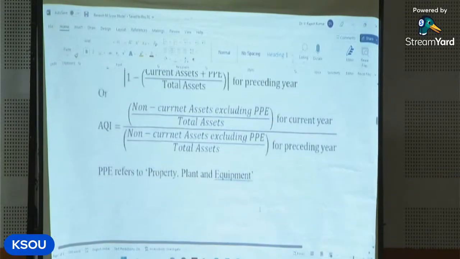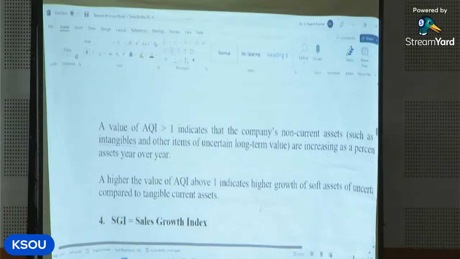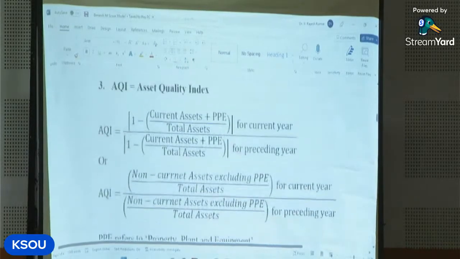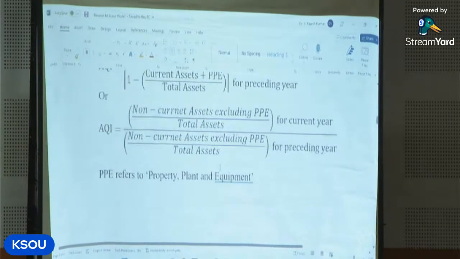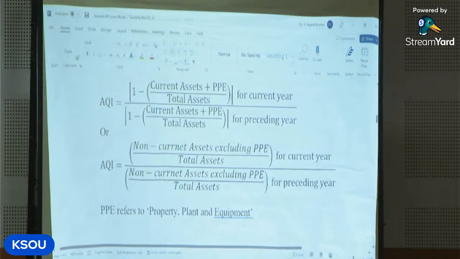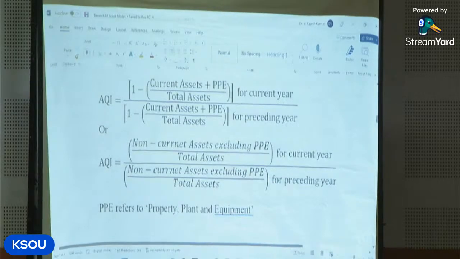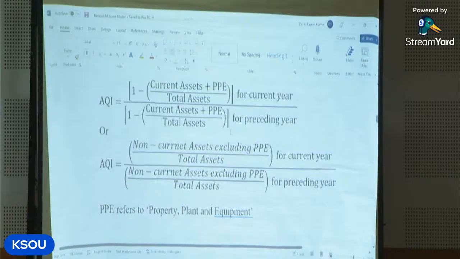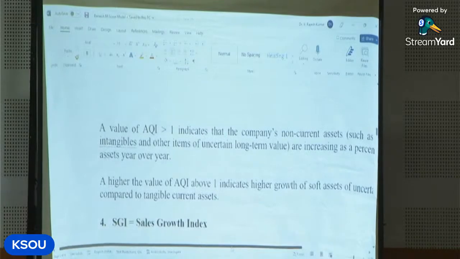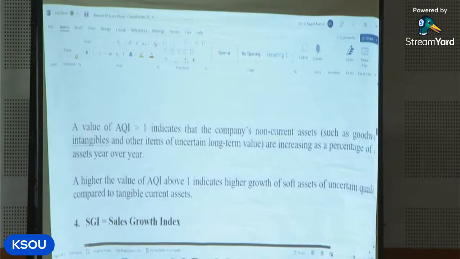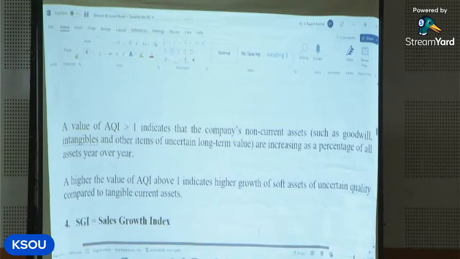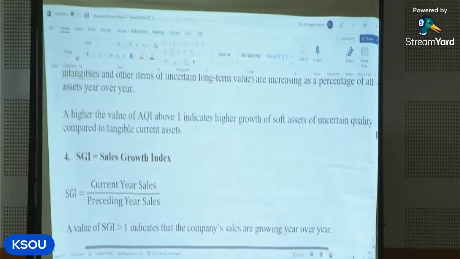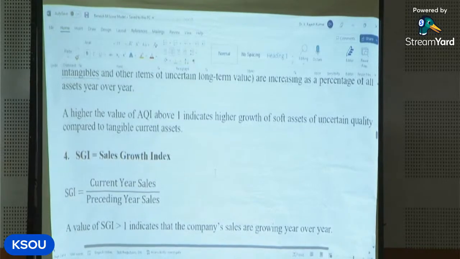What does it mean? When this is unproductive assets, correct? 1 minus this is unproductive assets, non-productive. If percentage of non-productive assets in the current year is increasing compared to previous year, more than 1, what does it mean? Non-productive assets are increasing, which is not a healthy sign for the company. So this is the third factor.